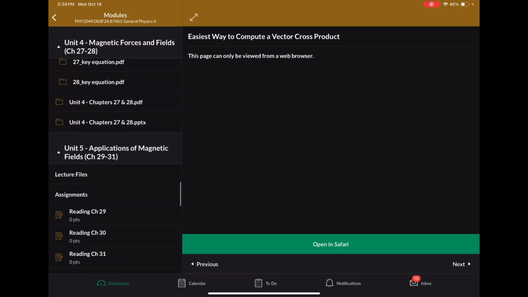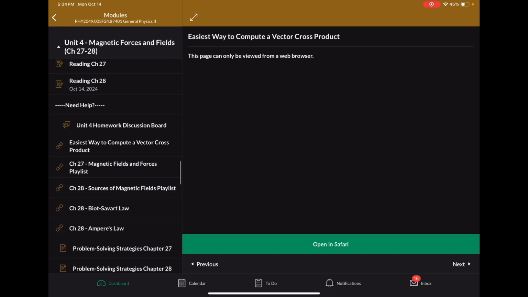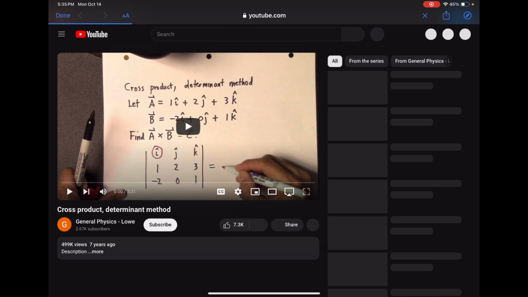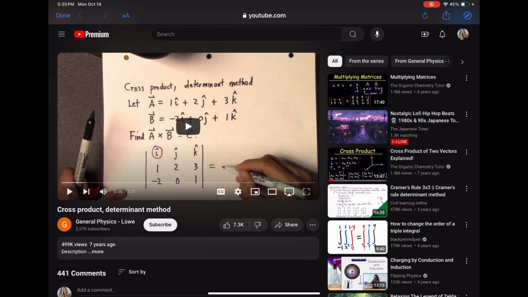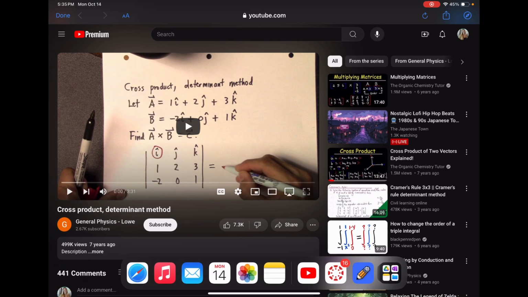Unit 4. There are a lot of really good videos. You should probably go through all of these because magnetic fields and forces is going to be a particularly difficult section. Right here is the easiest way to compute a vector cross product; that's going to take you to this video. So watch that video, and any related videos if you don't understand it. But that's basically the method to do a cross product using the determinant method.